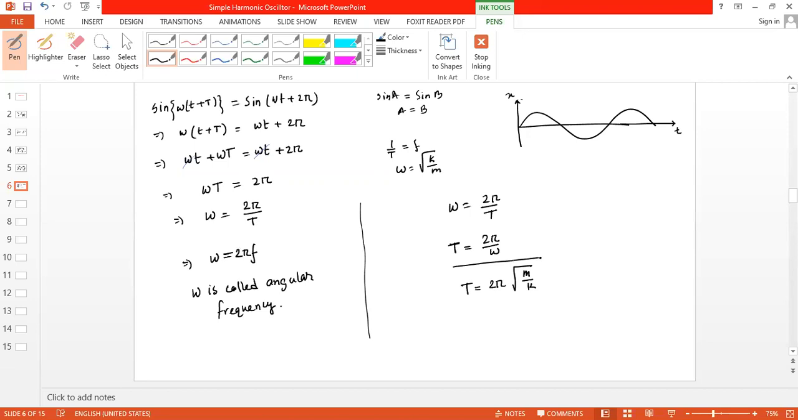So this is how we can find out the time period of an oscillatory object. Here m is the mass of the object and k is the force constant. So we need to know the force constant. Once we know the force constant, we can find out the time period.